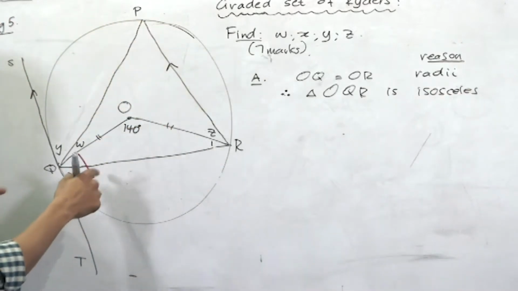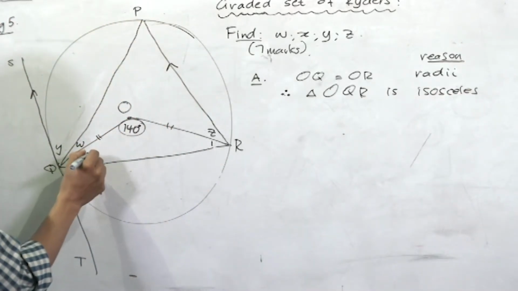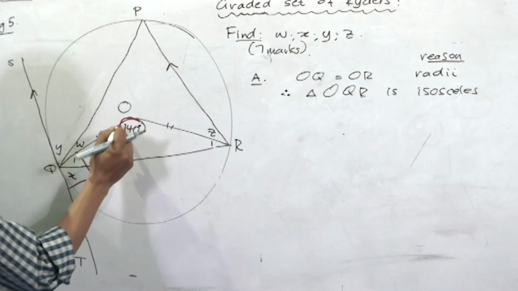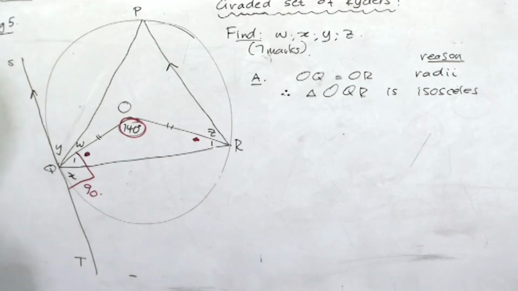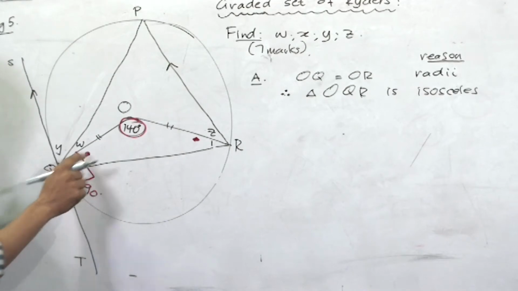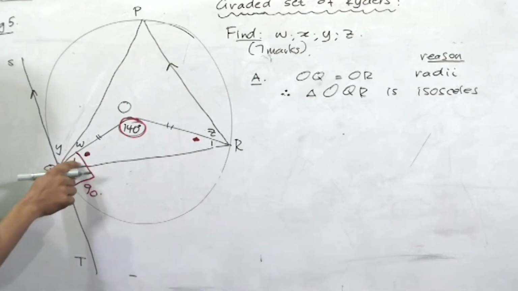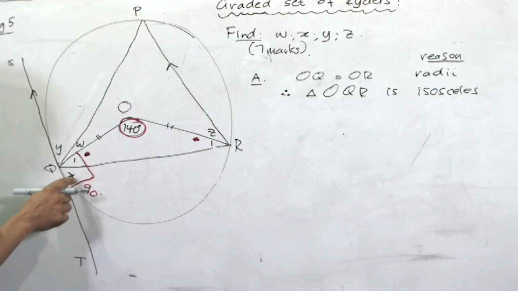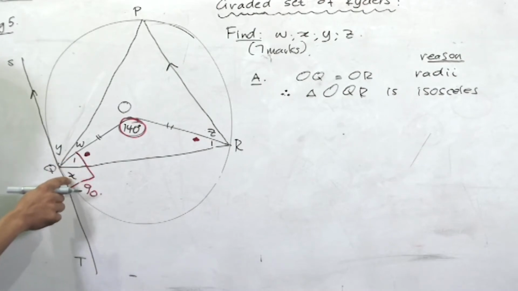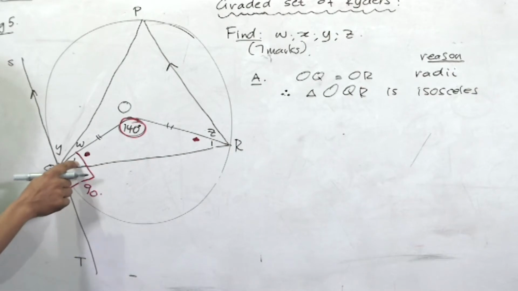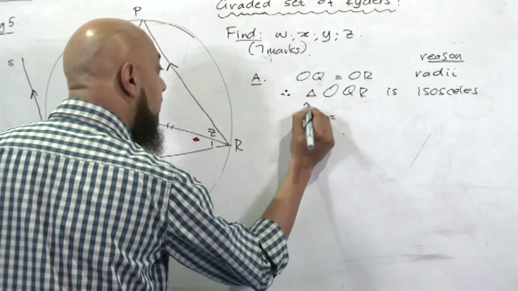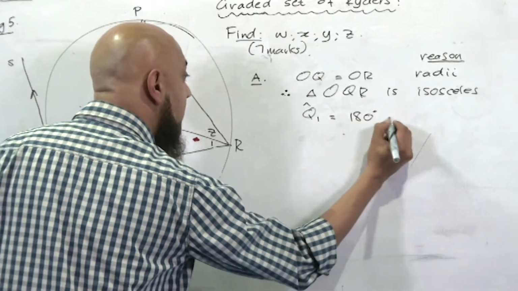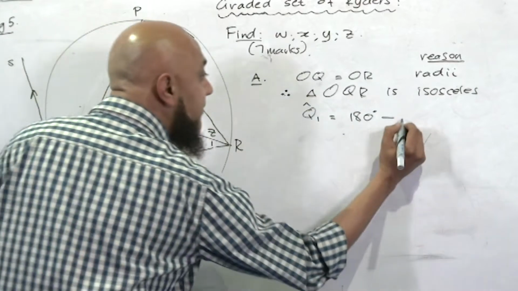Now that you've got it to be isosceles, we know the sum of angles of a triangle. So we've got 140, we need Q1 and we need R1. Sum of angles of a triangle is equal to 180, so we want Q1. We're not interested in R1 for now. We want Q1 because Q1 and X will give me 90 degrees. We need to get to X, so the angle right next door to X is Q1. So angle Q1 is equal to 180 degrees minus 140.